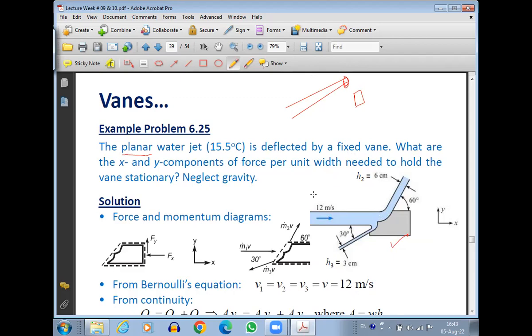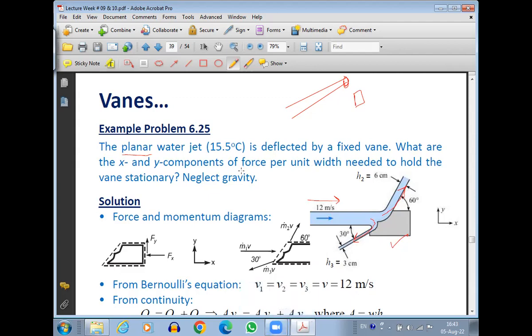Neglect gravity. So it's like this: with a speed of 12 meters per second, a jet is coming, and that incoming jet is then deflected by this vane. Some part of it is deflected down at 30 degrees, and the other part is deflected at an angle of 60 degrees in the upward direction.